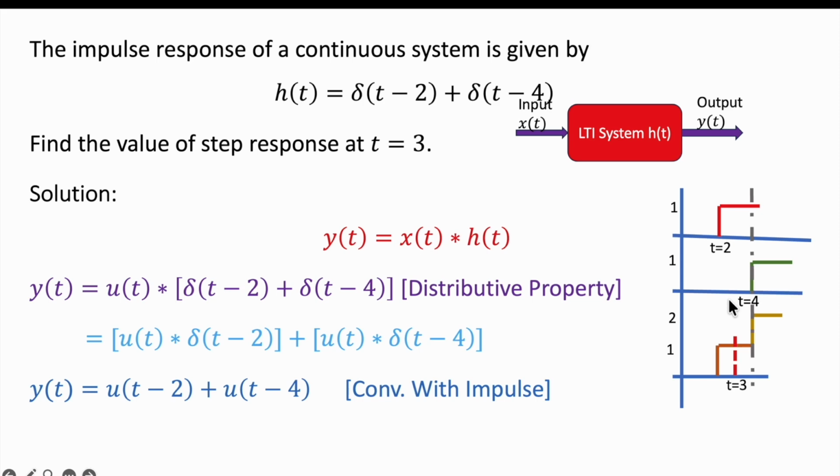So 1 plus 0, the answer is 1. From t equals 4 onward, the amplitude here is 1 as well and here is 1 as well, so 1 plus 1, the answer is 2. But the question was to find the value of the step response at t equals 3. So at t equals 3, the value of the step response is 1.